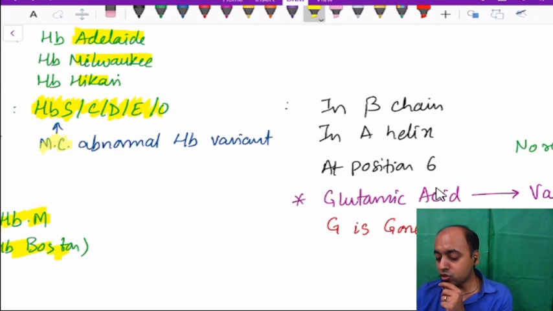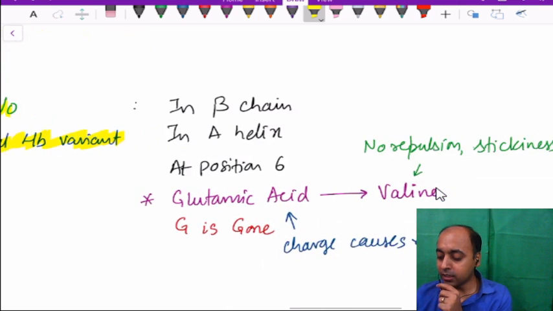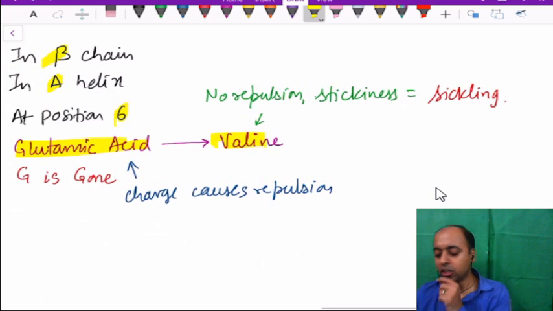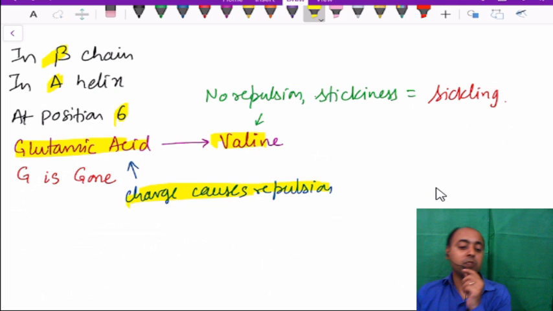HbS is the most common abnormal hemoglobin variant, wherein you find that in beta chain, in A helix at position 6, the glutamic acid has been replaced by valine. Normally in the hemoglobin, the glutamic acid, because of its charge, causes repulsion between the different hemoglobin. They cannot stick together. But when you replace the glutamic acid by valine, there is no repulsion. Results in stickiness, and ultimately when the hemoglobin come together, they stick, causing what is known as sickling.